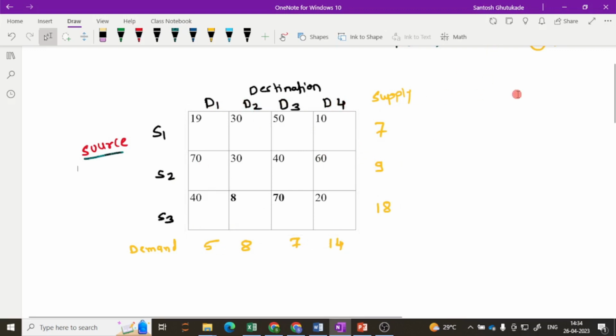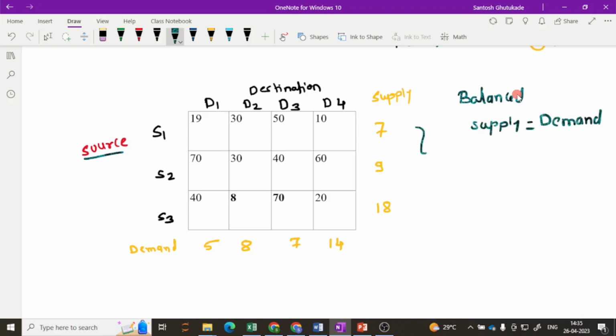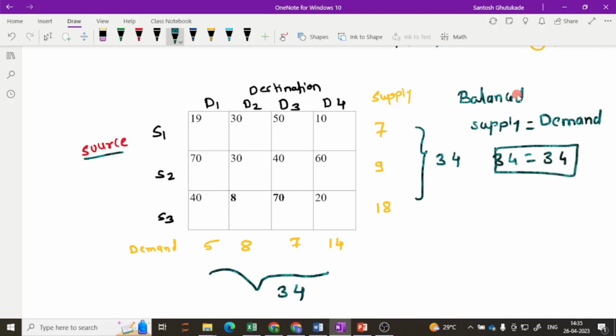The first condition is to check whether the problem is balanced or not. That is the important condition. The problem must be balanced. Balanced means nothing but supply is equal to demand. First we check the supply: total supply is 34, and if you check the demand, demand is also 34. So supply and demand match, so this is a balanced problem.